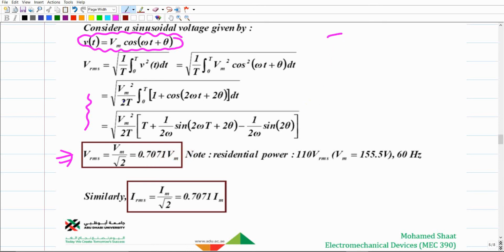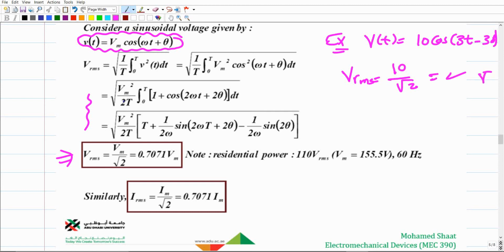So for example, if you are already given v(t) as 10 cosine(3t - 30 degrees), what is the root mean square value? The root mean square value of this voltage source is going to be the peak value, which is 10, divided by the square root of 2, and do the calculation in terms of volts, and that's it. Make sense? It means that there is no need anymore to do these integration things.